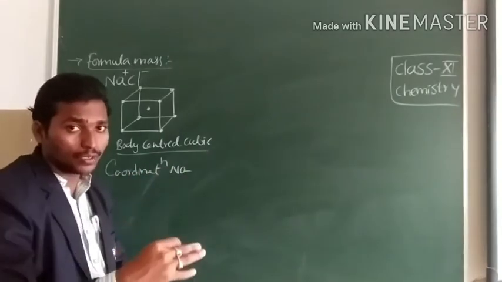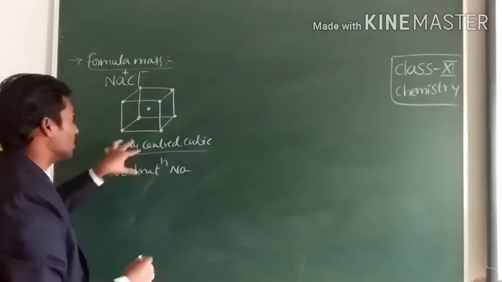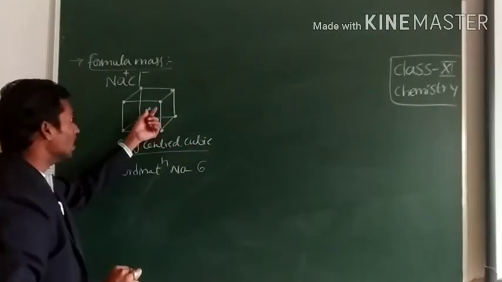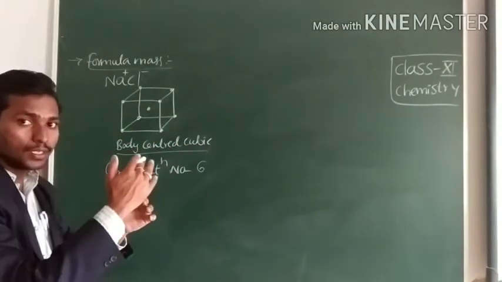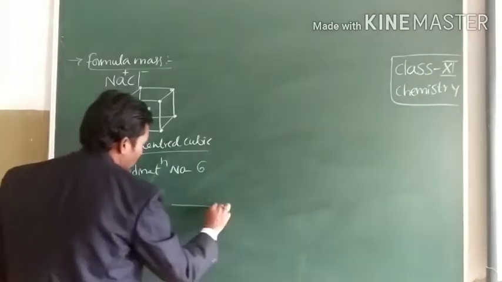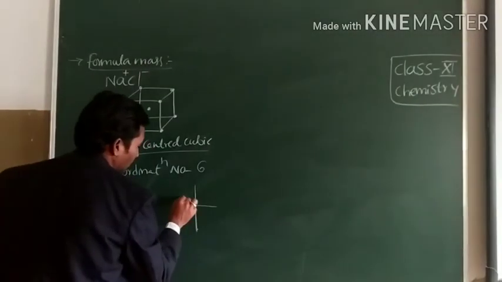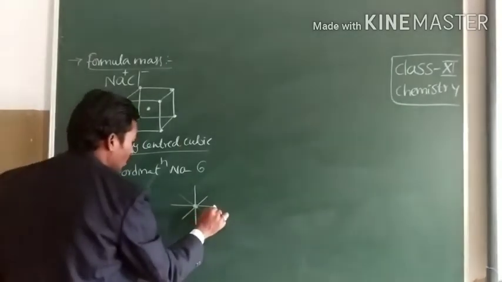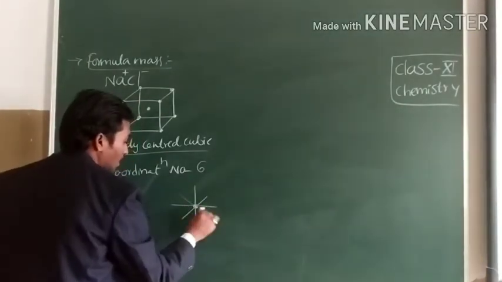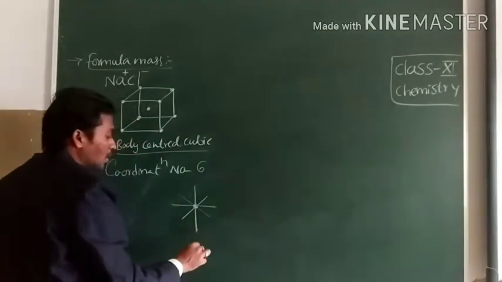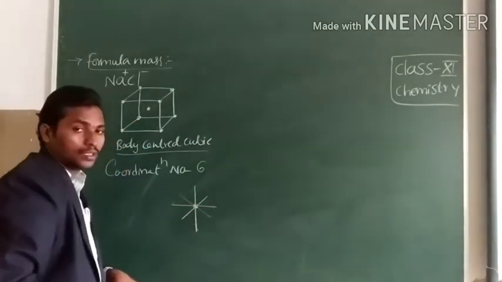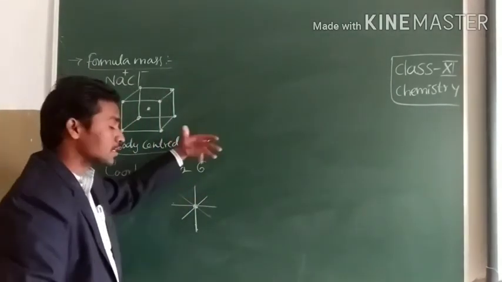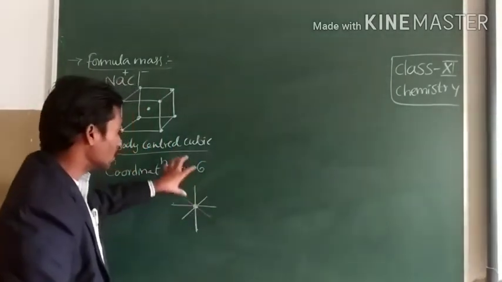Coordination number means the number of nearest neighboring atoms in the crystal lattice. In this crystal the coordination number is 6. That means each ion is surrounded by 6 nearest neighboring atoms. It is something like this. It is an ion, and this ion is surrounded by 6 nearest neighboring atoms. That is called coordination number. We can discuss more about this in plus 2 class.